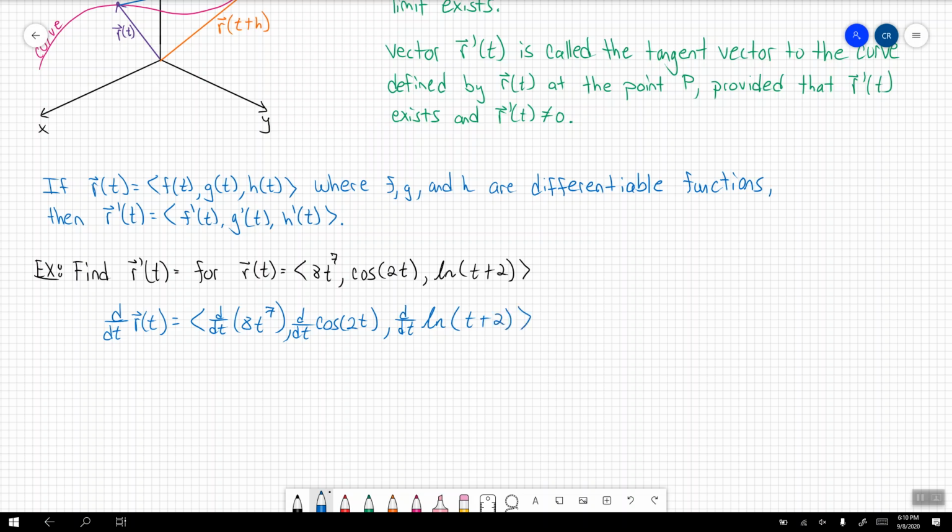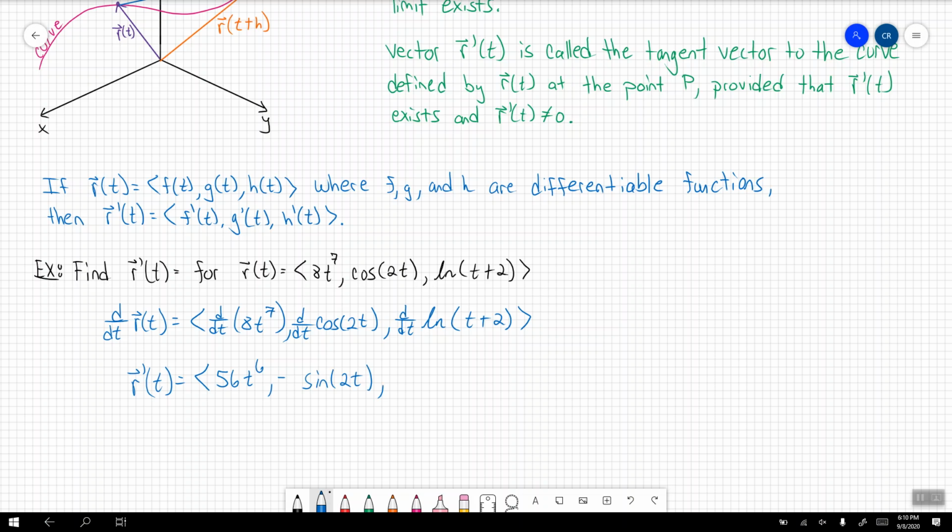Now we just go through the derivative rules. So here we now have the vector-valued function r prime. This derivative here, 8 times 7, will then get us 56, so this is going to be 56t to the power of 6. And then the derivative of cosine is going to be negative sine. So we're going to have a negative sine of 2t.